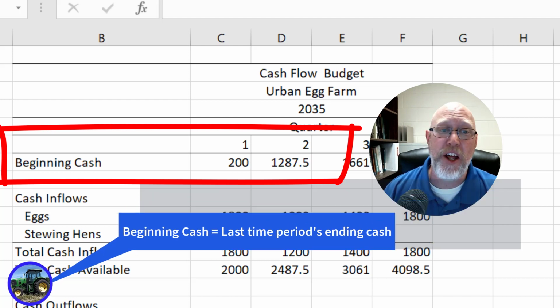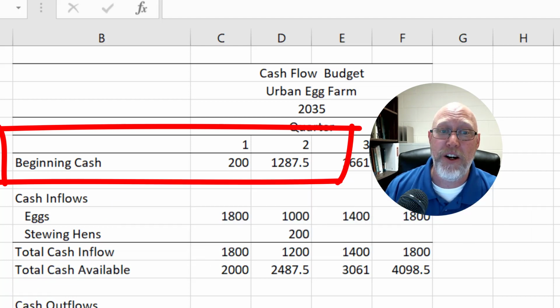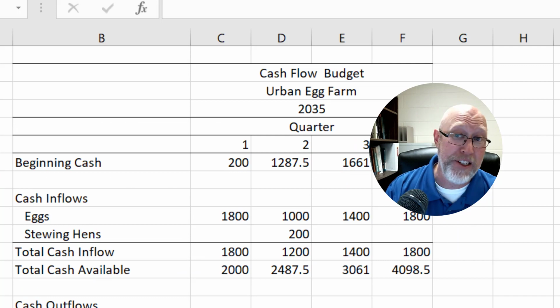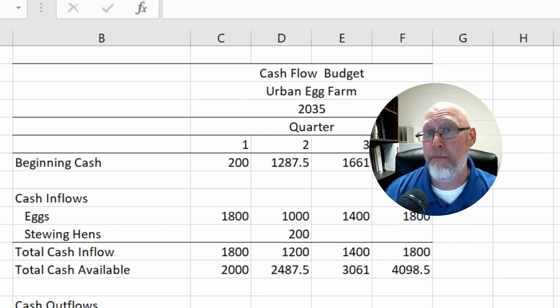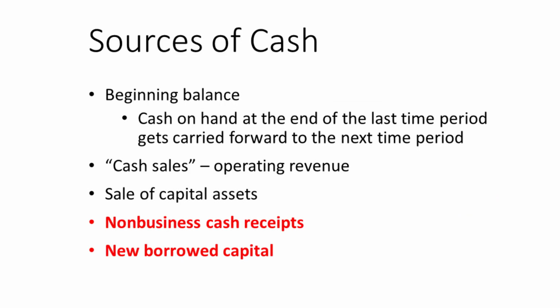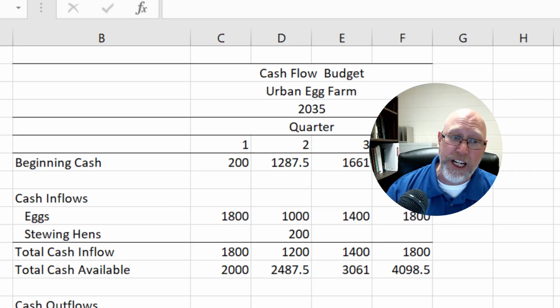In essence, is nothing more than the cash you had on hand at the end of the last time period. So you're basically going to bring that balance forward. Then you have cash sales. This is your operating revenue. This is where money is flowing in from running the business.